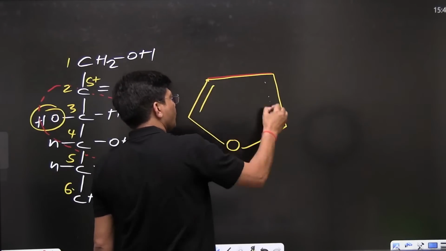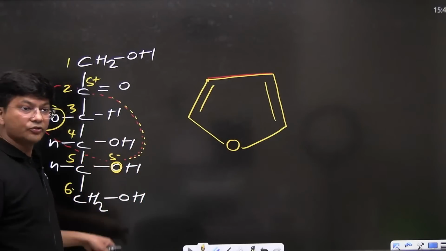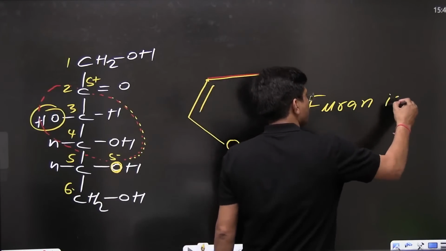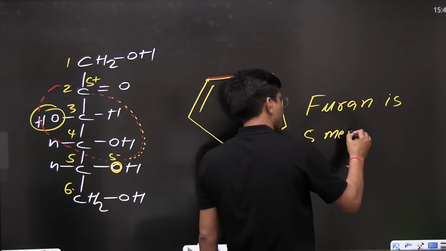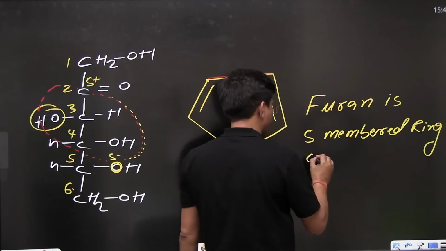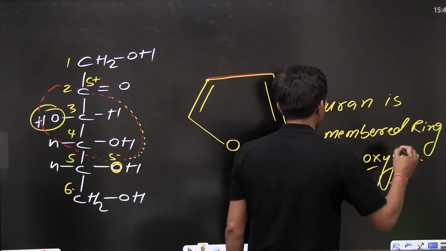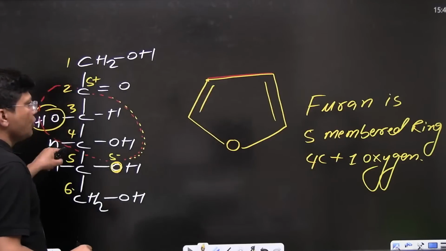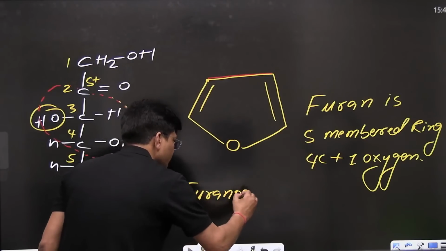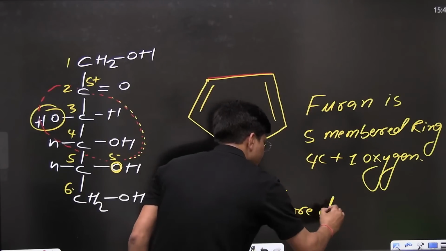Could you please let me know what it is called? It is called furan. Furan is a 5-membered ring, which means 4 carbon plus 1 oxygen. That's why the fructose furanose structure is more stable. Furanose is the more dominating structure.